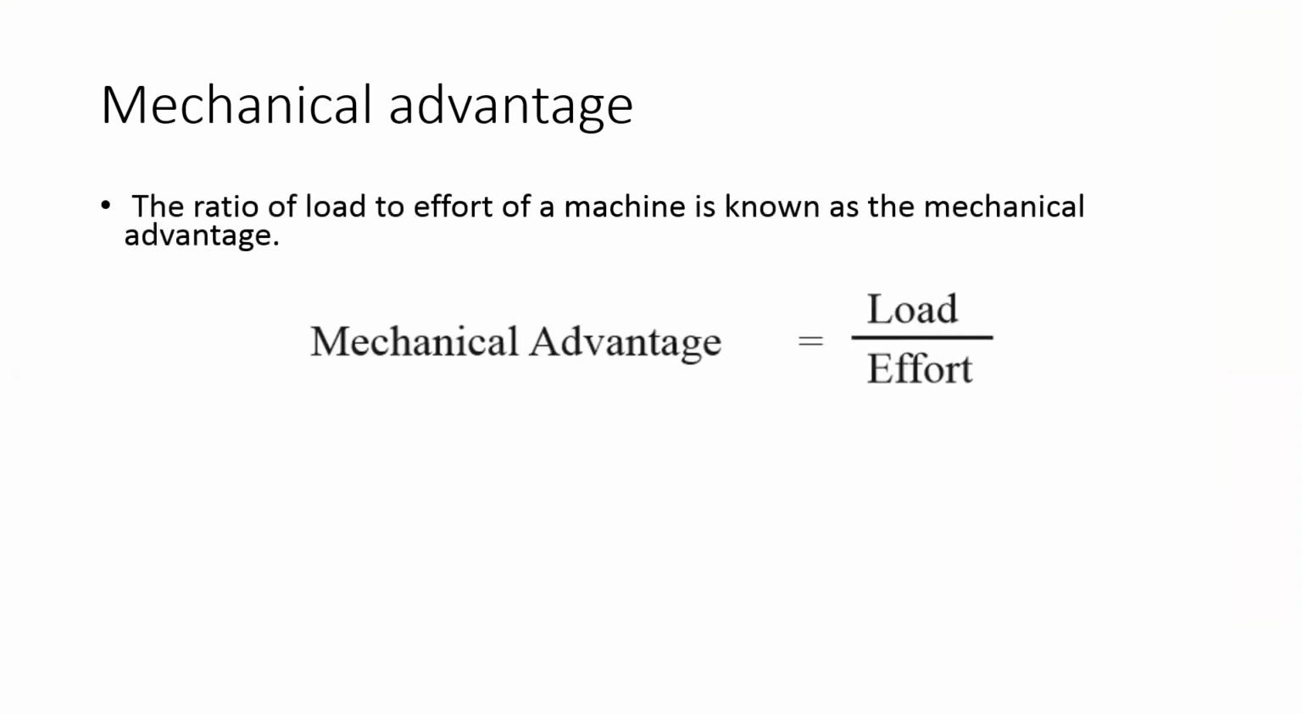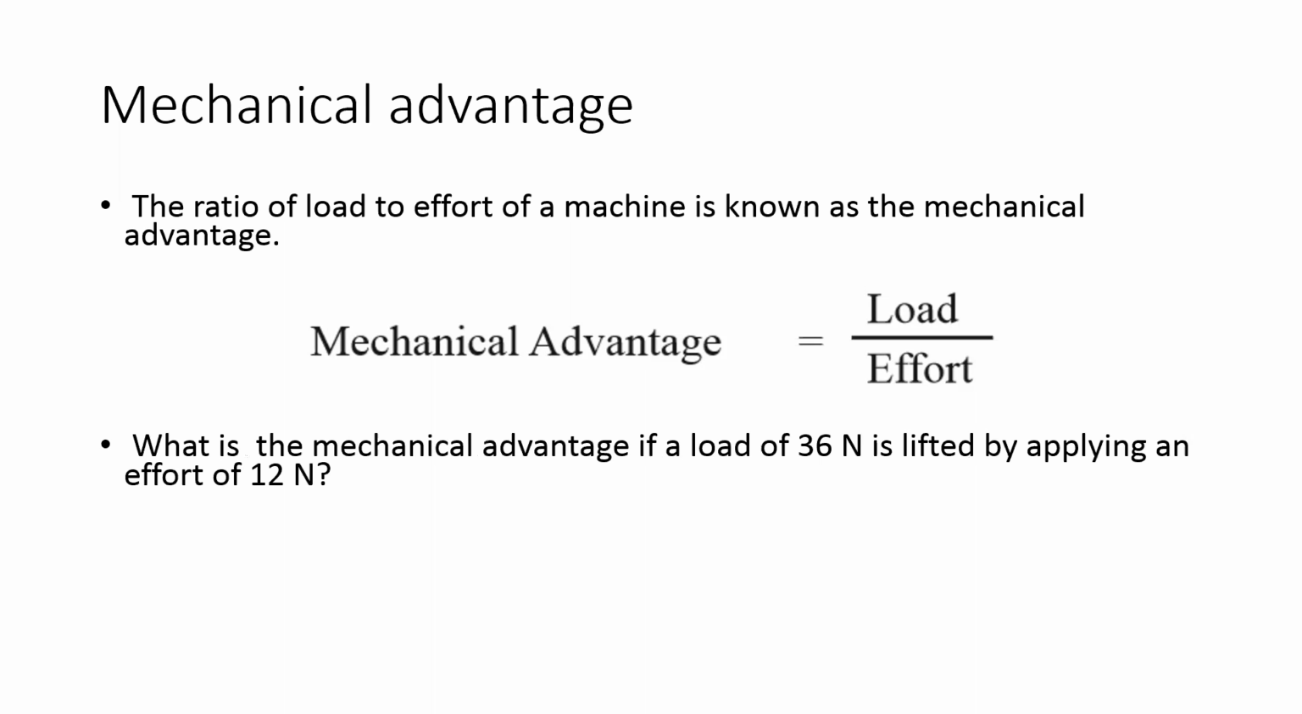Mechanical advantage. What is known as the mechanical advantage? It is the ratio of load to effort of the machine. So mechanical advantage equals load over effort. What is the unit of mechanical advantage? Mechanical advantage equals load over effort. Load and effort both are forces. So they are measured in newtons. So newtons will be cancelled. So there is no unit for the mechanical advantage.